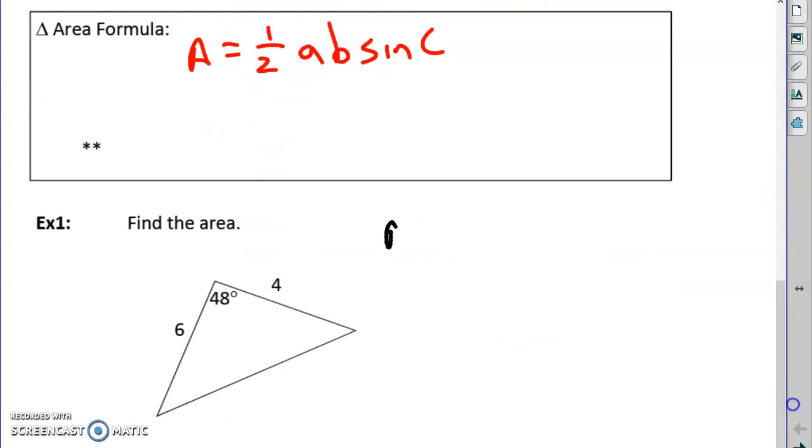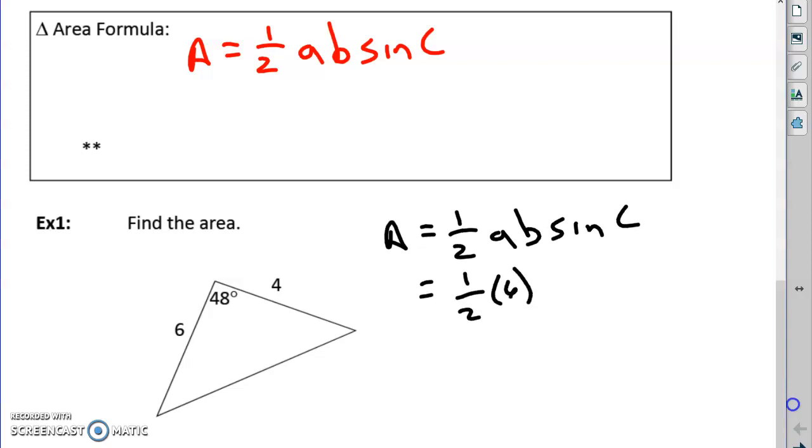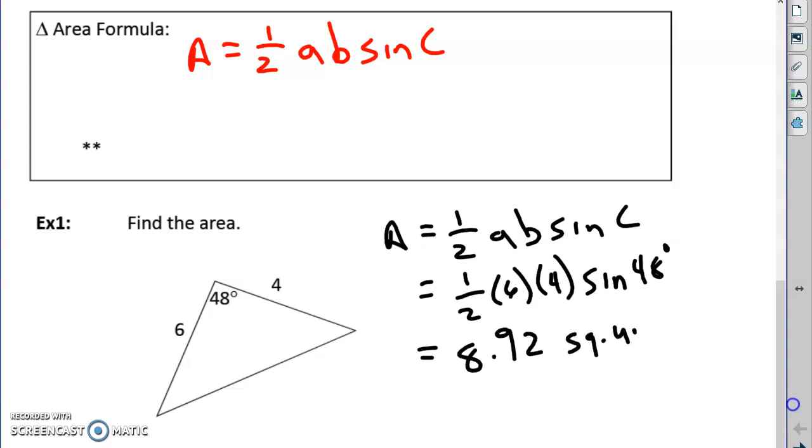Given this triangle, we have what we need. Side, angle, side from geometry. 1/2 AB sine of C equals 1/2 times 6 times 4 times sine of 48. Plug that into our calculator: 8.92 square units.